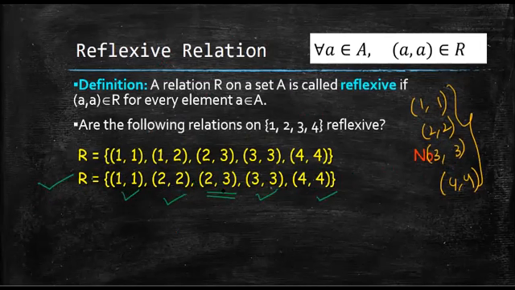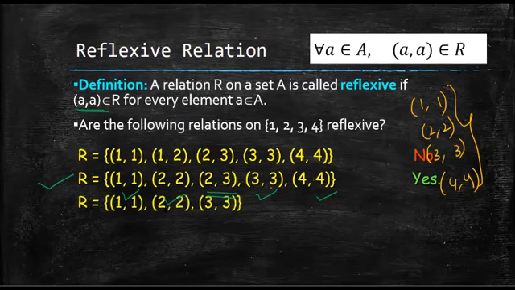When we are considering whether a relation is reflexive or not, we are supposed to consider only if we have A comma A belongs to R. If there are any other ordered pairs apart from it, even then we consider that relation as a reflexive relation. Now the next relation: 1, 1, 2, 2, 3, 3. So it has the first three ordered pairs, but what about 4, 4? It does not have 4, 4, so no, it is not a reflexive relation.